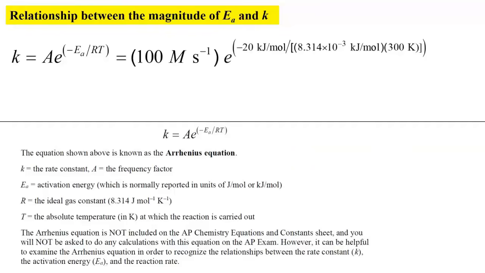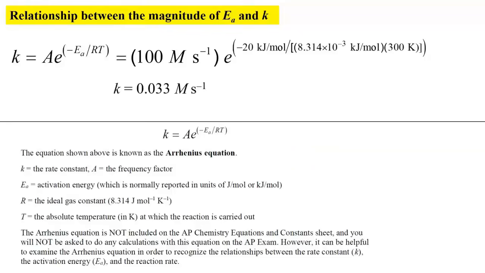So the frequency factor is 100. I just made that up. The ideal gas constant, I didn't make that up. That's the actual value, 8.314, and you can see that it says times 10 to the negative 3 after that because I'm converting from joules to kilojoules. Now, 300 Kelvin, I just made that up, and the activation energy is 20 kilojoules per mole. I just made that up.